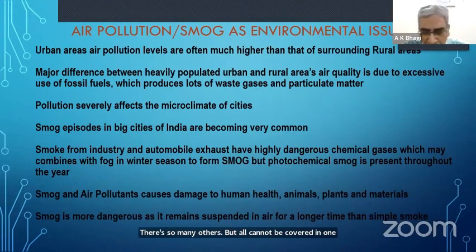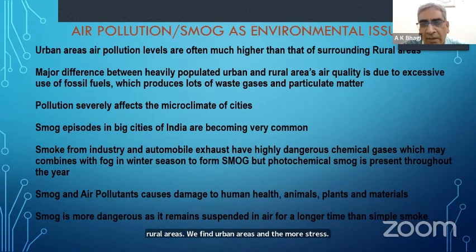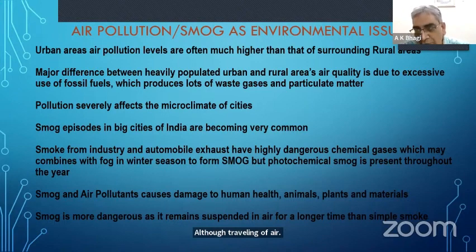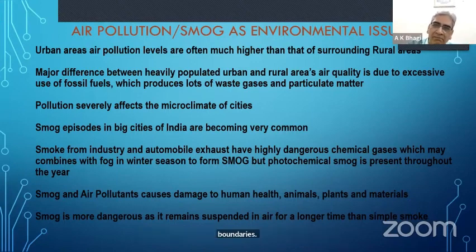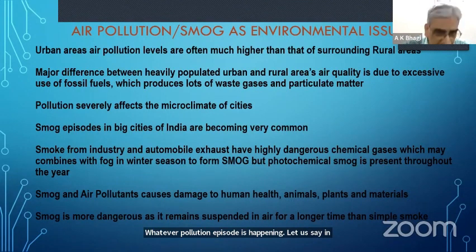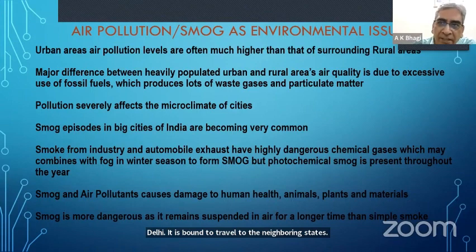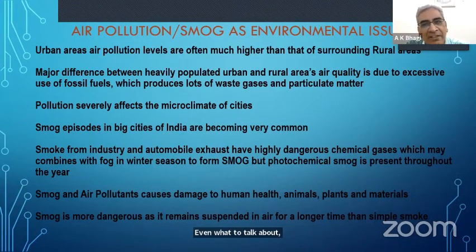Now if you compare urban areas with rural areas, you'll find urban areas under more stress. Although the traveling of air, and therefore the traveling of pollution, the movement of wind, does not understand any boundaries. Whatever pollution episode is happening, let us say in Delhi, it is bound to travel to the neighboring states and vice versa. If there is a parali burning episode, a paddy straw burning episode happening in the surrounding states, then it has to travel back to Delhi. You cannot have boundaries fixed. Even what to talk about the state boundaries, it just doesn't understand the international boundaries.